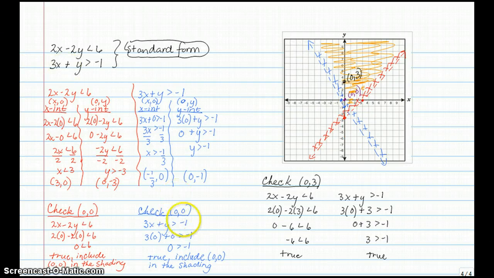Now for the blue line, checking (0, 0). So 3x plus y is greater than negative 1. 3 times 0 plus 0 is greater than negative 1. 3 times 0 is 0, plus 0 is nothing. So 0 is greater than negative 1. This is also true. So you are going to include (0, 0) in the shading. So here's your blue line. You shade to the right, which is the side that (0, 0) is on.